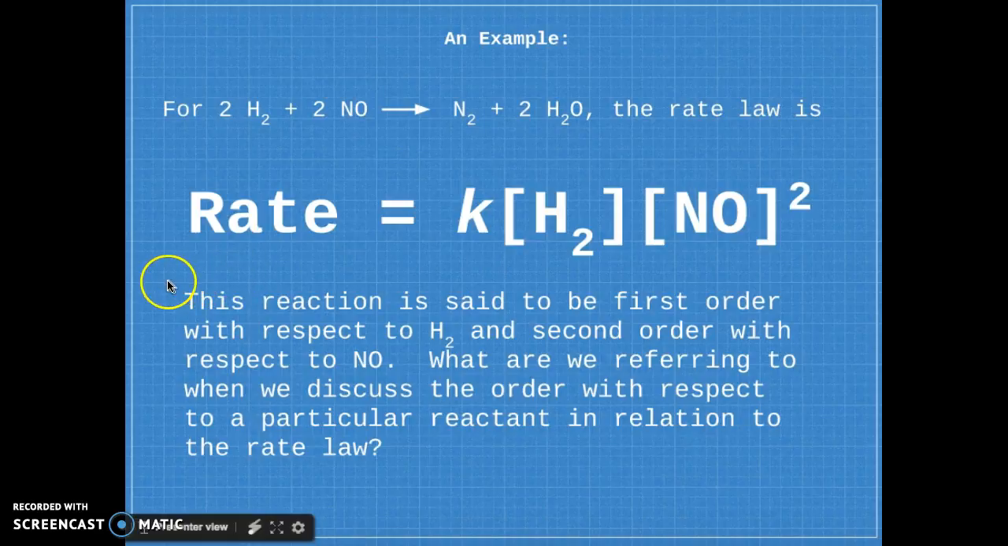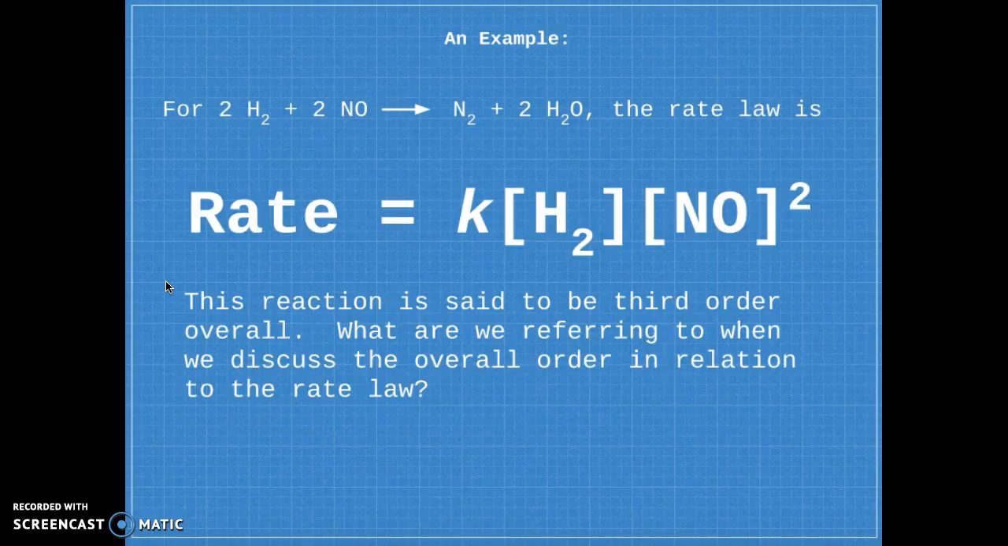So if you take a look, this reaction is said to be first order with respect to H2 and second order with respect to NO. So just think about that for a minute. First order with H2 and second order with NO. So when we say the order with respect to a particular reactant, what do you think we're referring to? Hopefully you noticed first order refers to hydrogen's exponent and second order refers to nitrogen monoxide's exponent. So orders are really just the exponents in the rate law.